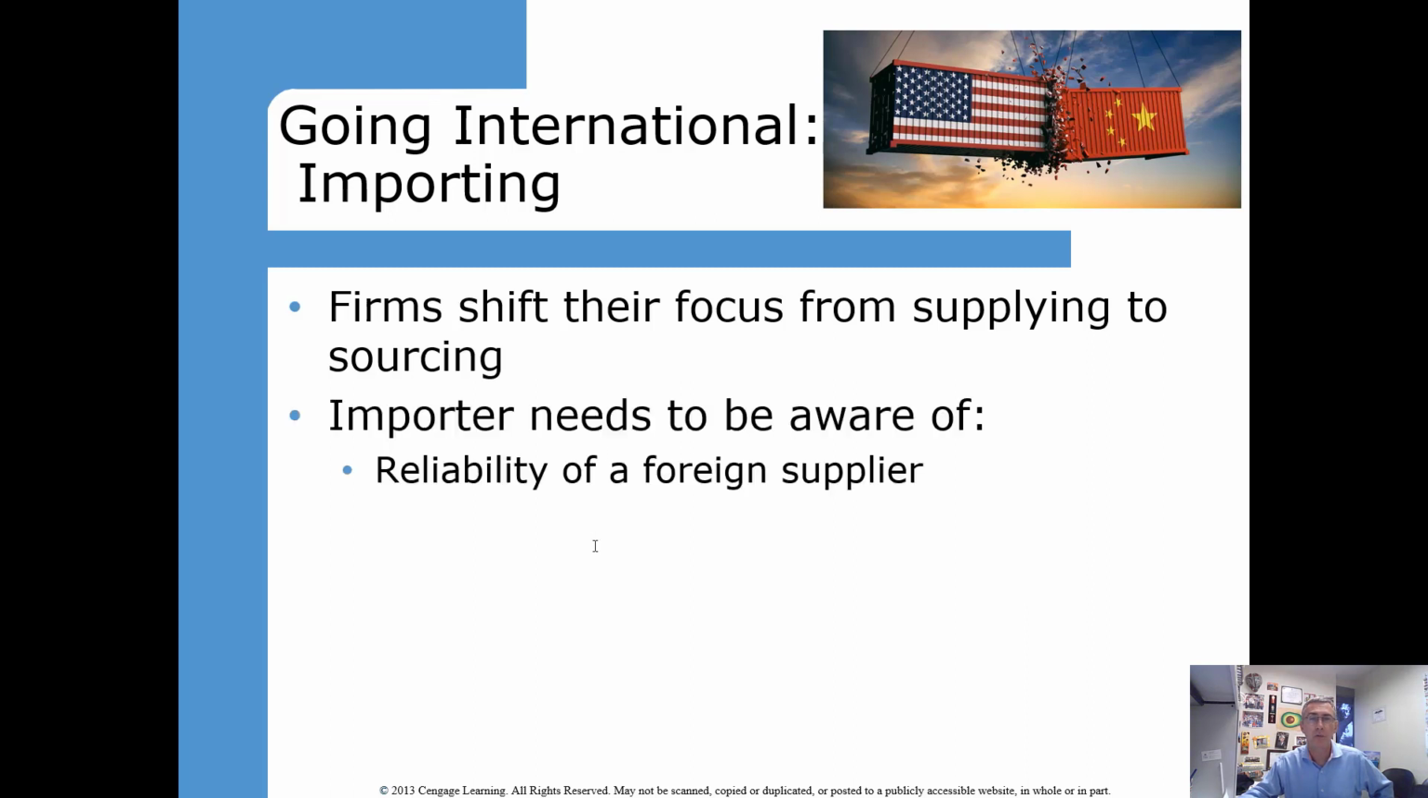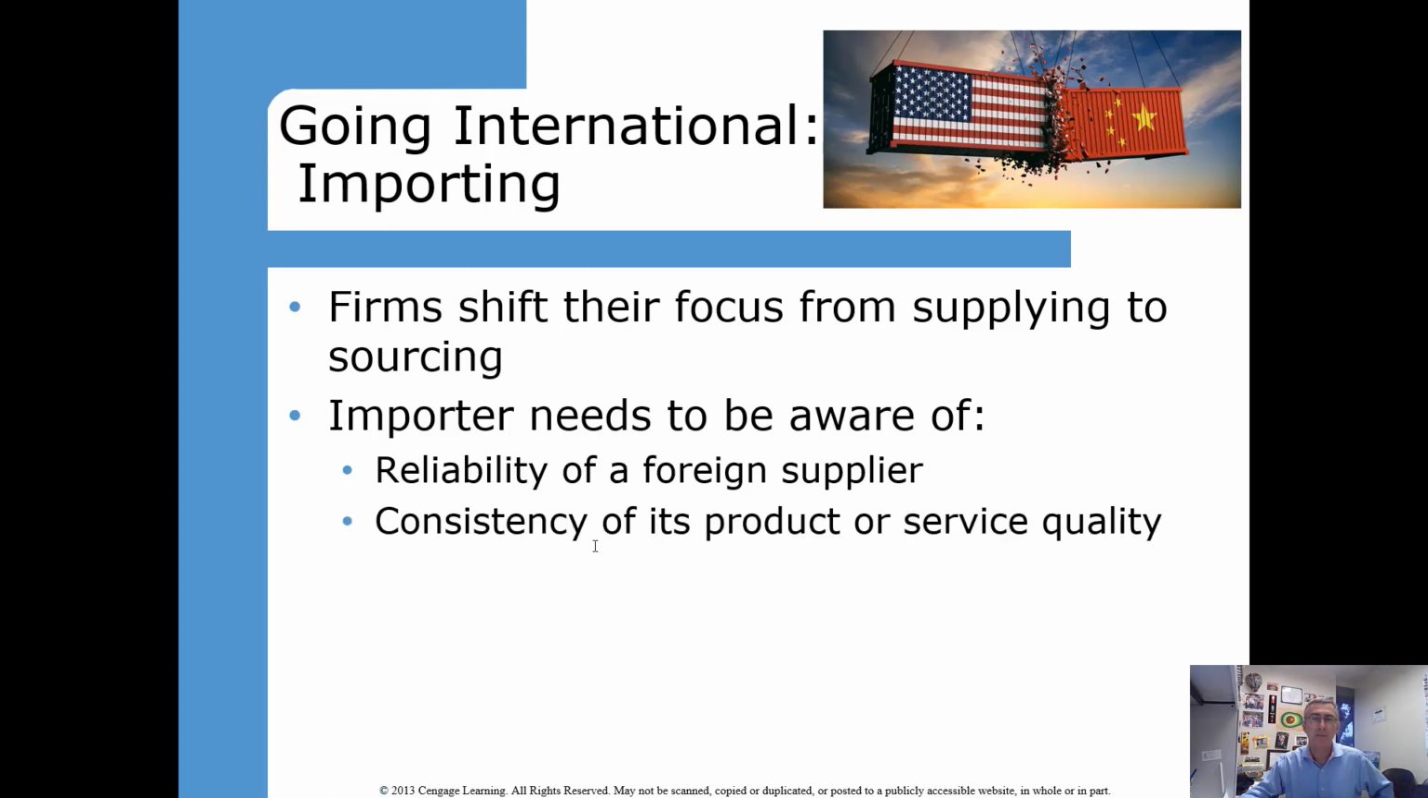Importers need to be aware of the reliability of their foreign suppliers. Sometimes things happen. People maybe don't have a good reputation. They're flaky. They don't send what they said they were going to send. The consistency is a big deal. Remember that variation is the enemy of quality. When you think about quality, you need consistency. That's one of the main tenets of quality.